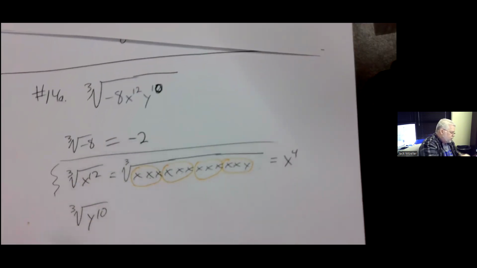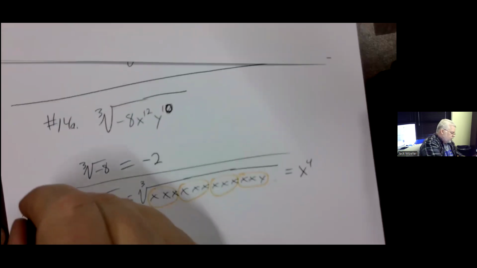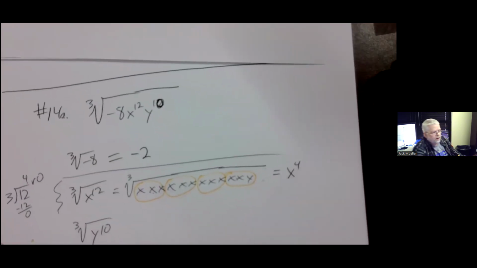Or want to do the division method. What is 12 divided by 3? It is 4 with no remainder. So there's our x to the fourth with nothing left on the inside.